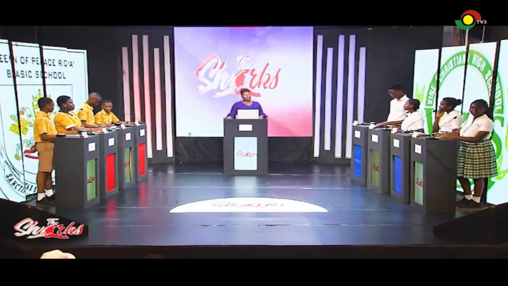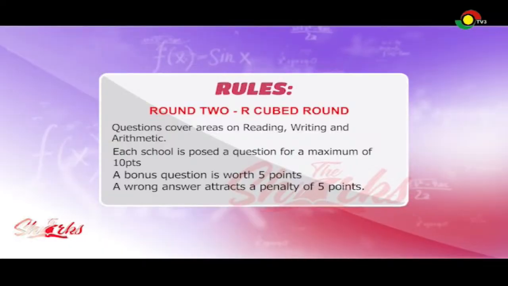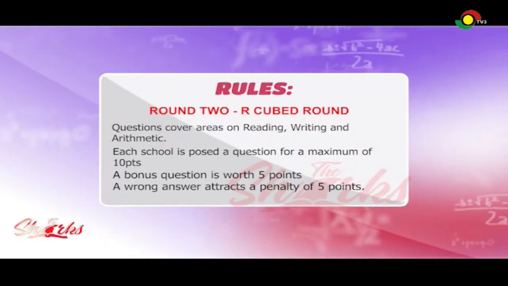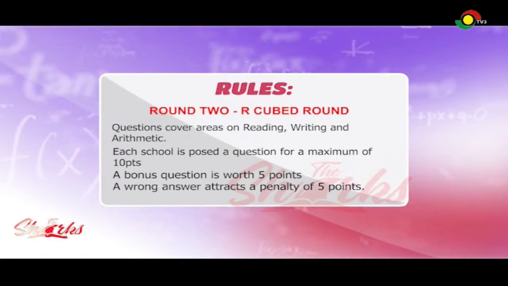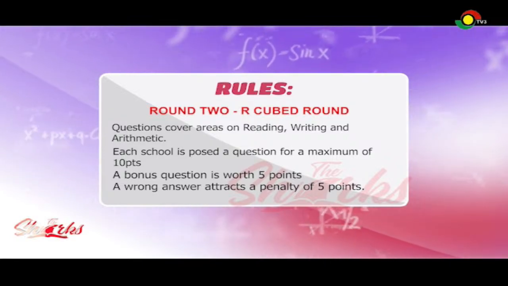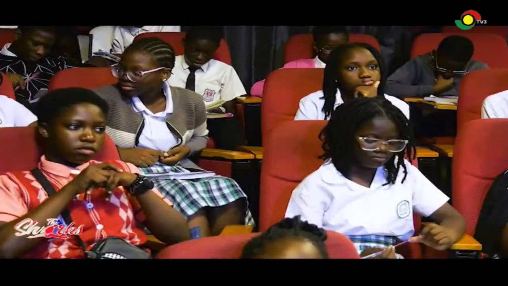Okay, so we're moving on to round 2, the R-cubed round. Questions are going to be in the area of reading, writing, and arithmetic. Each school is posed a question for a maximum of 10 points. A wrong answer attracts a penalty of 5 points. If a school gets an answer wrong or decides not to attempt a question, it will be passed on immediately to the competing school for a bonus of 5 points. Should they get it wrong, again, they get 5 points penalty. Are we clear on that?